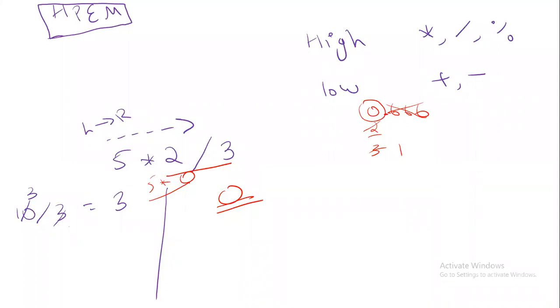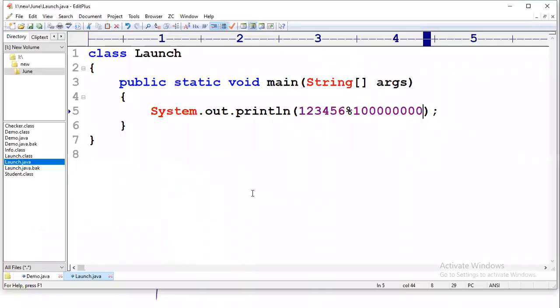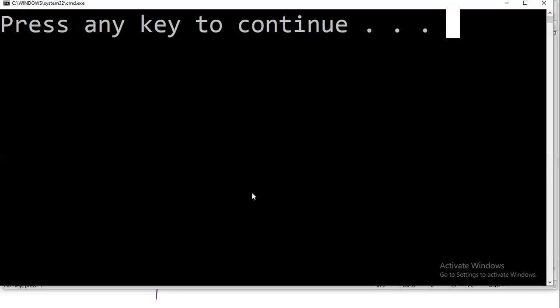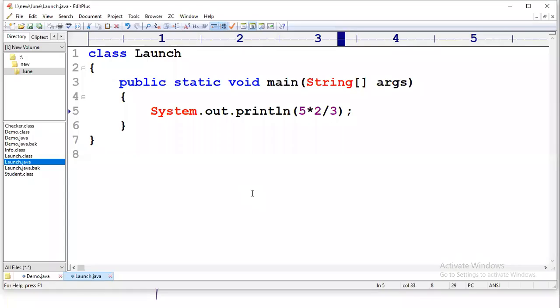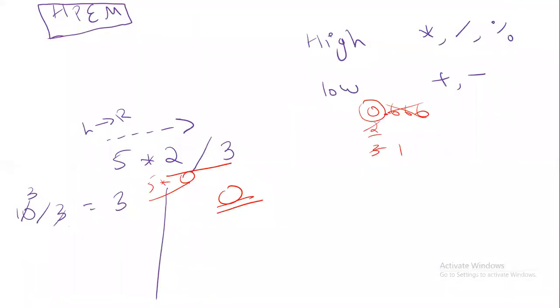Let's compile and see. 5 into 2 divided by 3. What is the answer? See, the answer is 3. It is not 0, right? Yes, I wanted you to understand this concept. As of now, take this screenshot. Those who want, you can take this screenshot. Understanding is important here.